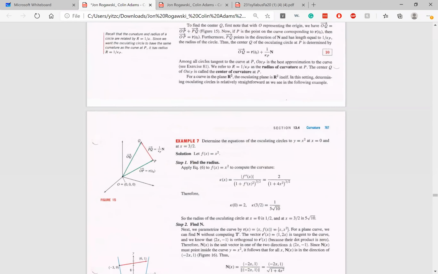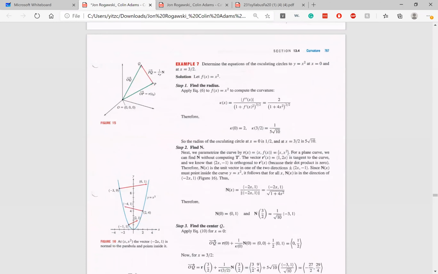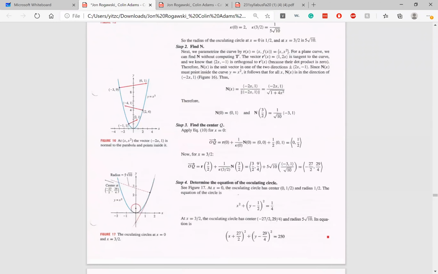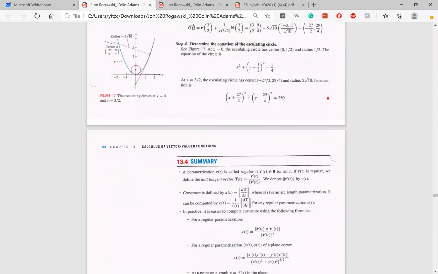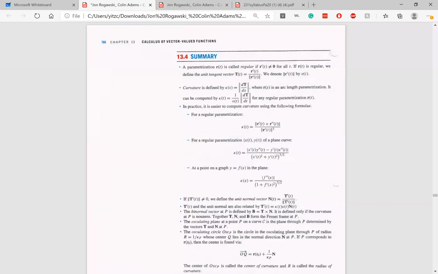So I don't think you need to know what oscillating circles are, and I don't think that would be very helpful. So I think we will stop this section here. The only real things that we went over today is finding the length of a curve.